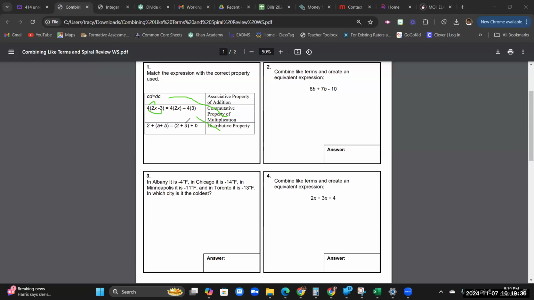And this is your associative property of addition, pretty much telling you I can change the way I add, and I'm still going to get the same answer.